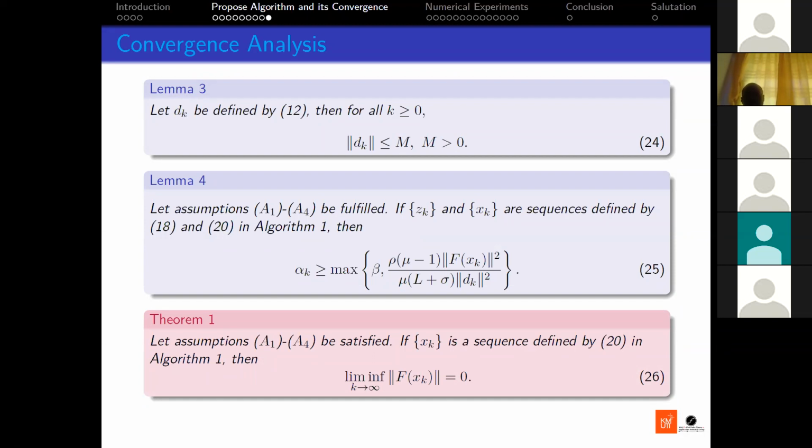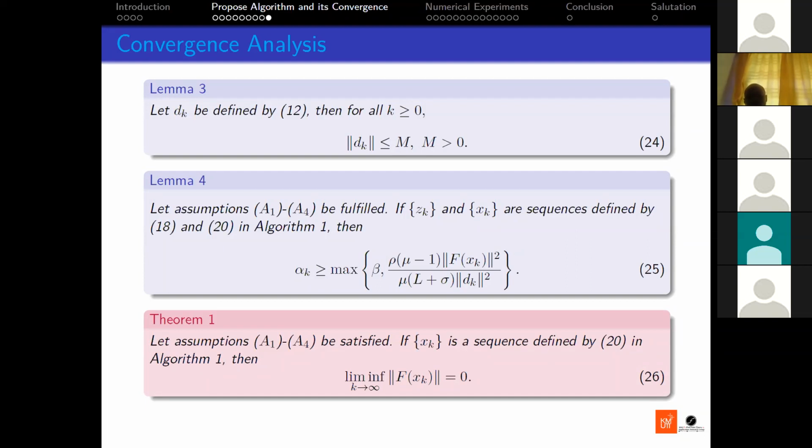Now this lemma 4, as I mentioned, we use it to establish a contradiction, because this theorem 1 is not proved directly, it's proved by contradiction. And this lemma 4 helps us in showing that contradiction. So what we do in the theorem is, we suppose that the lim inf as k goes to infinity of the norm of f of xk is not 0.